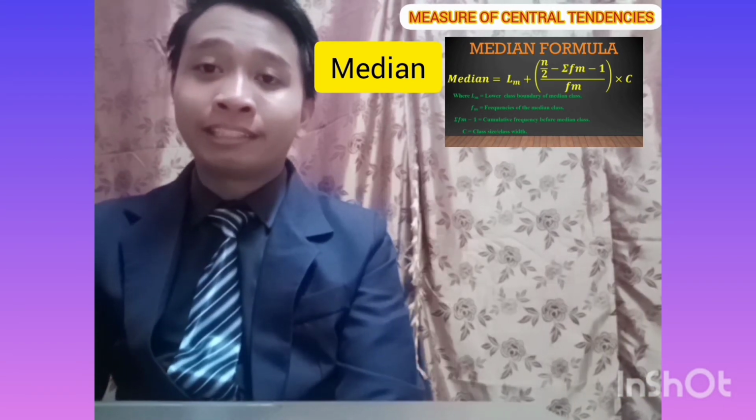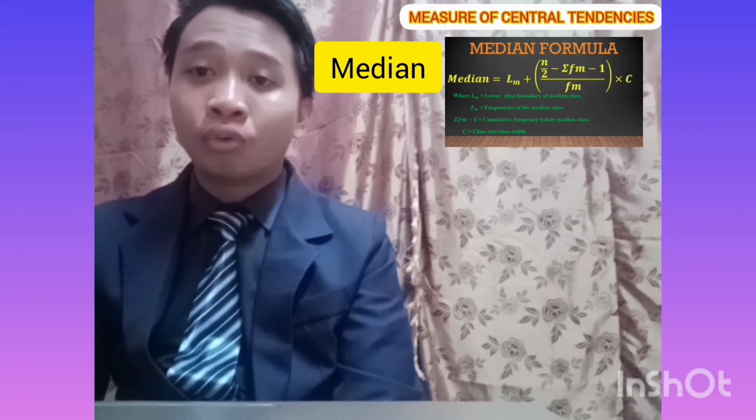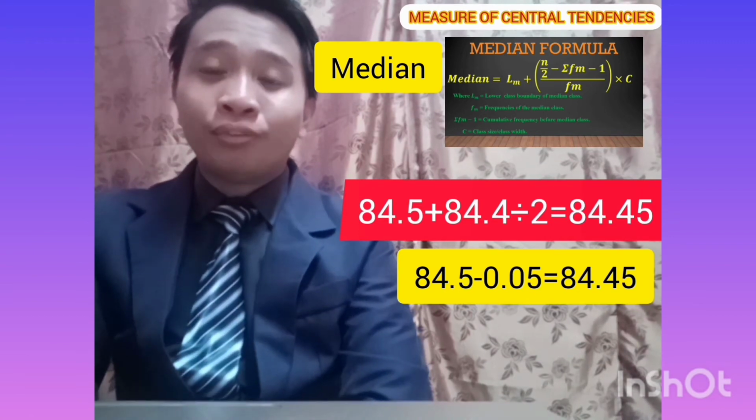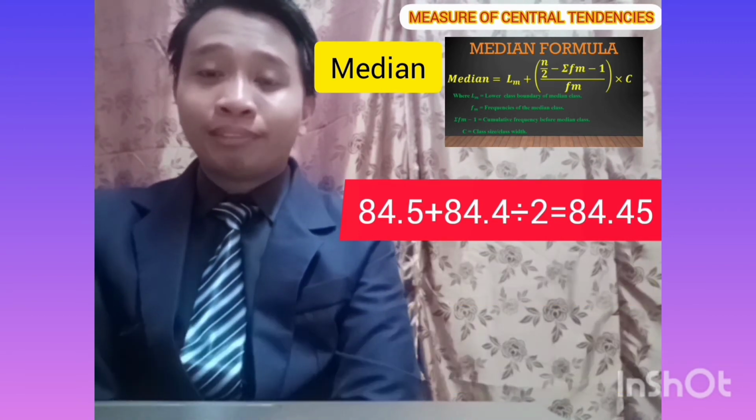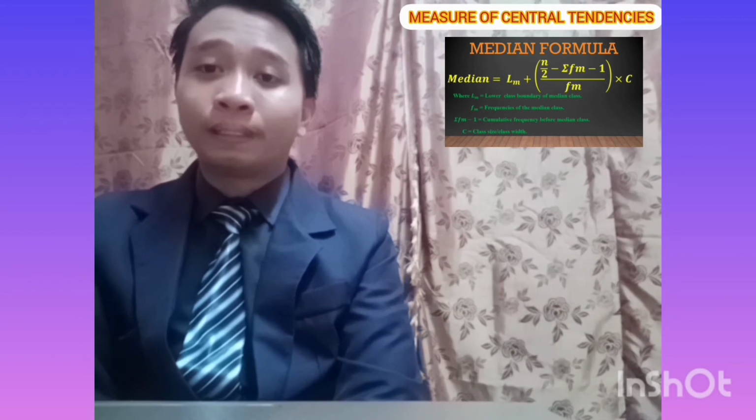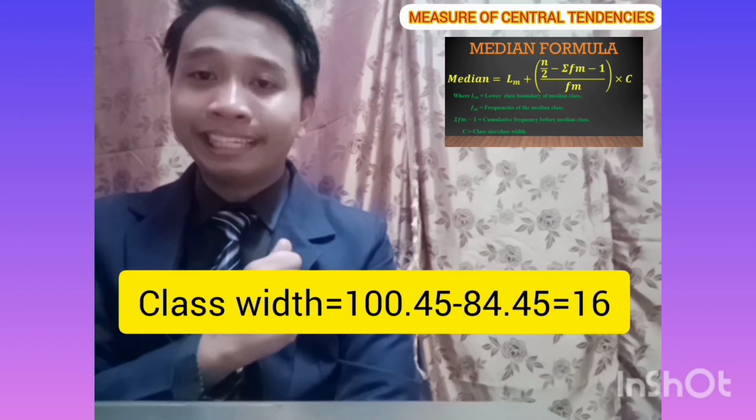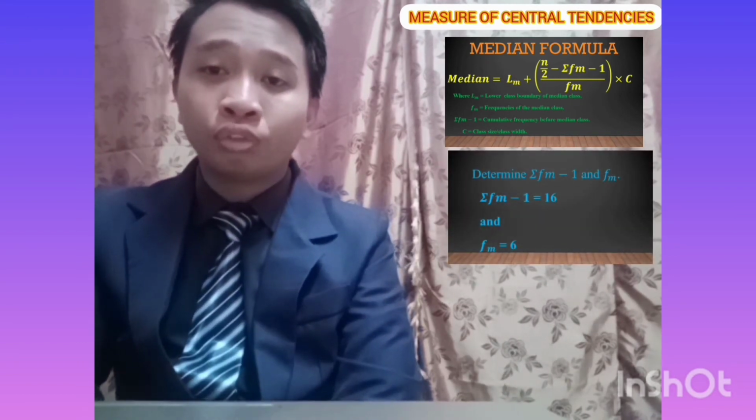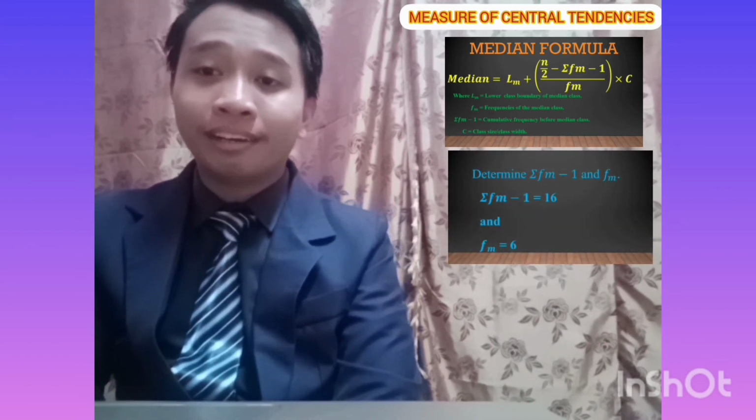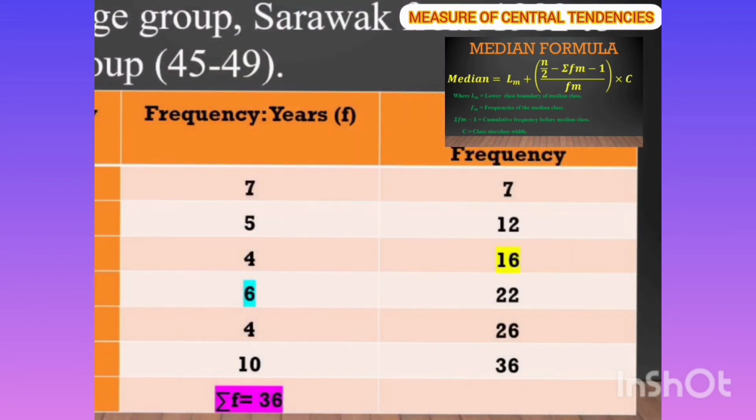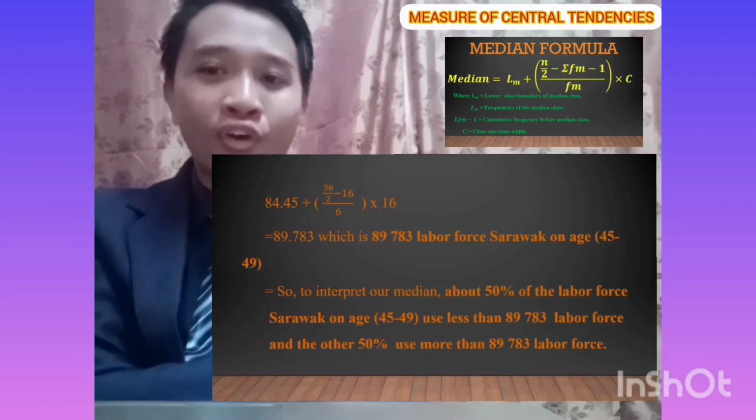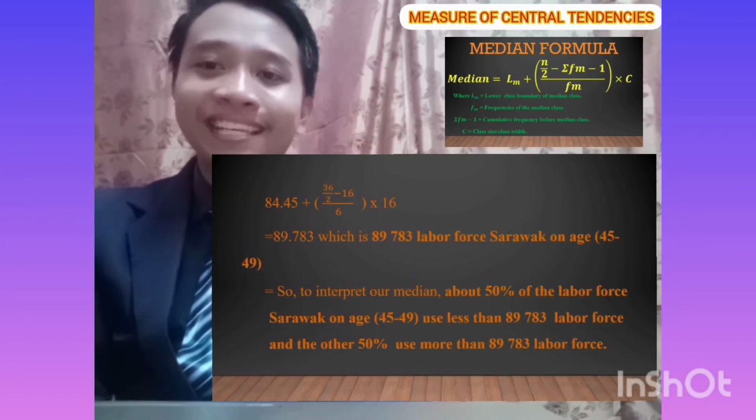Second step is to search for the lower class boundary. We have two formulas, this and this, and we get this. Step 3, find the class width. Our class width is 16. Step 4, find this. To find this, you can see at the table, for the yellow, this, for the blue, this. Finally, calculate using the median formula. Our median is this.